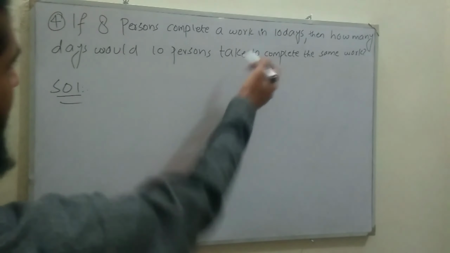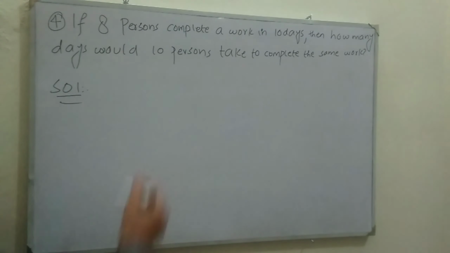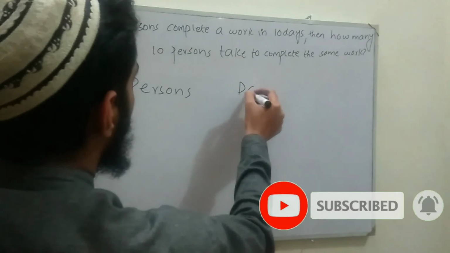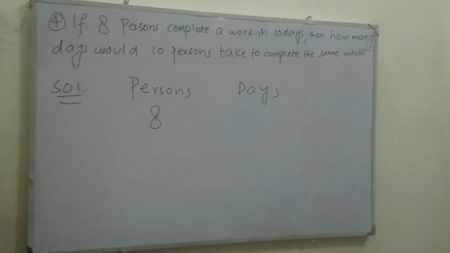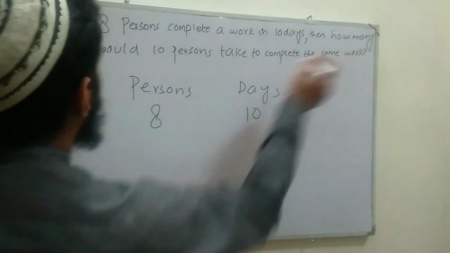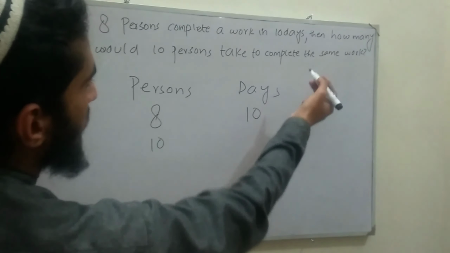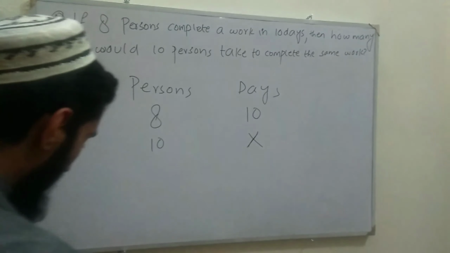So solution. They tell that 8 persons complete the work in 10 days. Then how many days will 10 persons take to complete the same work? Let's suppose this is persons and this is days. 8 persons can complete the job in 10 days. So then how many days will 10 persons take to complete the same work? Let us suppose the number of days in this case is X.